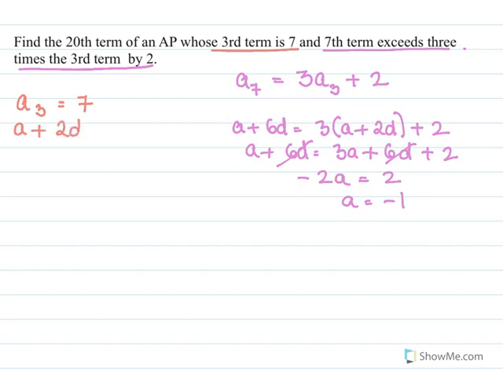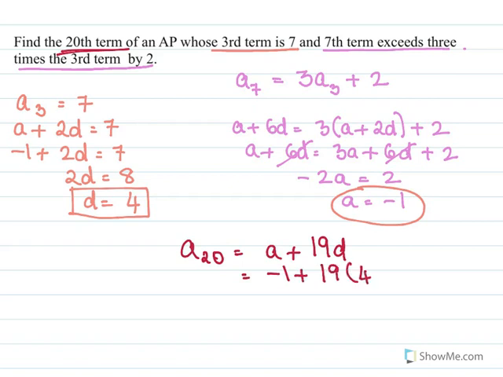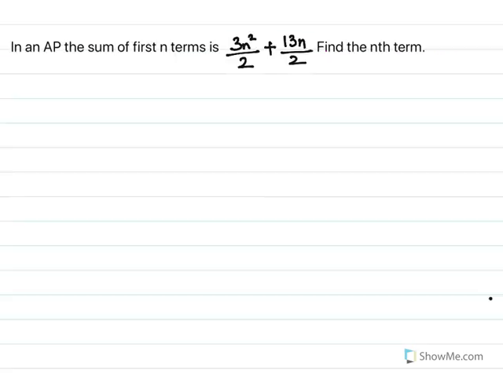Now here we have a plus 2d equal to 7, and we know a is minus 1. So minus 1 plus 2d equal to 7, 2d equal to 8, d equal to 4. So we know d and we know a. Now we need to find the 20th term. So a20 is a plus 19d. a is minus 1, 19d is 19 into 4. So this is minus 1 plus 76, which is 75. That is a20.